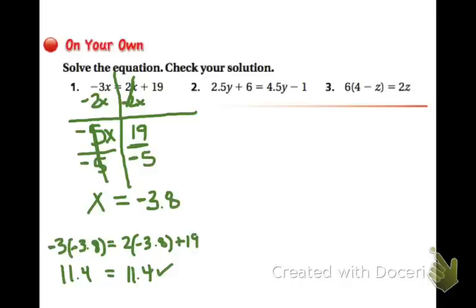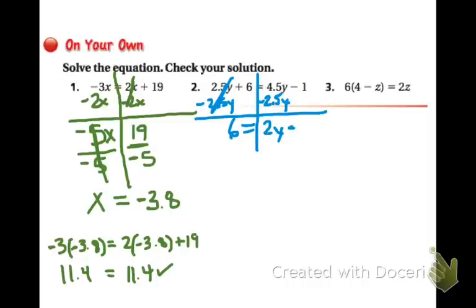For problem 2 on this page, you have 2.5y plus 6 is equal to 4.5y minus 1. So it might be easiest to just maintain some positivity here. We can subtract 2.5y on both sides. Don't forget the y on both sides of the equation, minus 2.5y. So 2.5y minus 2.5y is 0. Bring down your 6. 4.5y minus 2.5y is 2y minus 1.